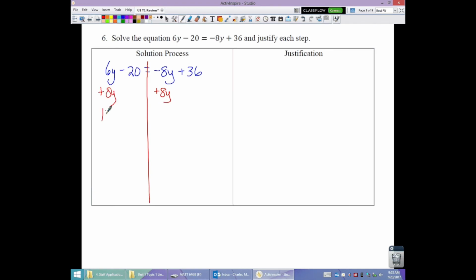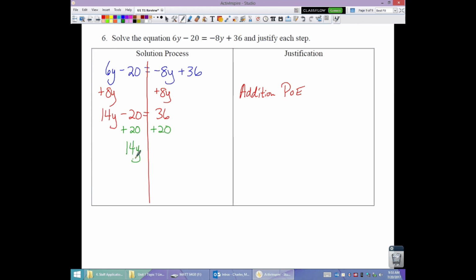All right, so 6y plus 8y is 14y. There's still a minus 20, and 36. I'm allowed to add 8y to both sides because of the addition property of equality. I'm ready to remove any addition or subtraction that's in my way. So there's subtraction by 20. I will add 20.